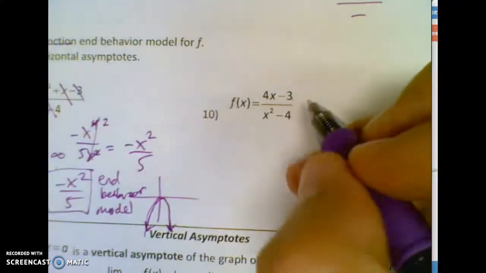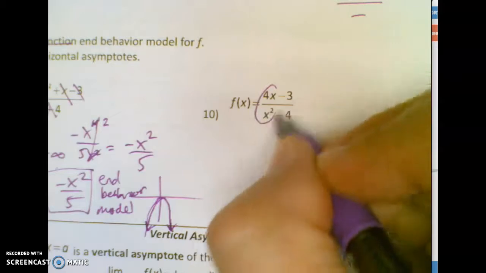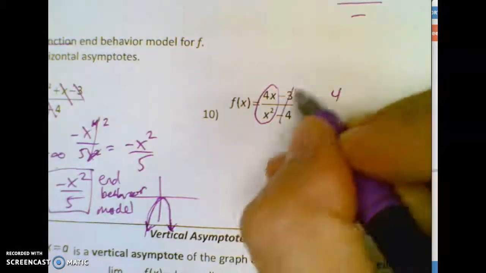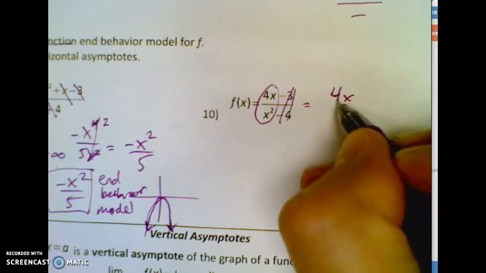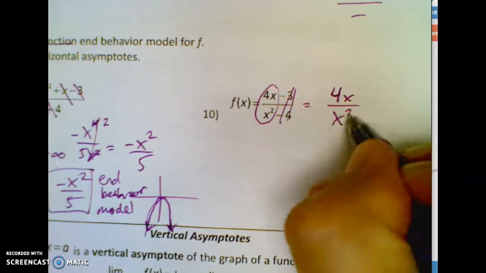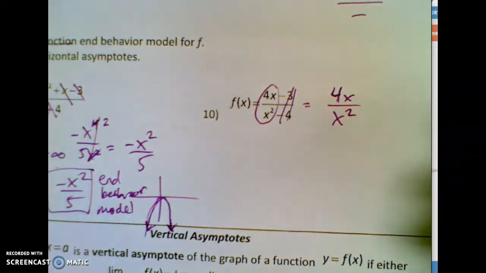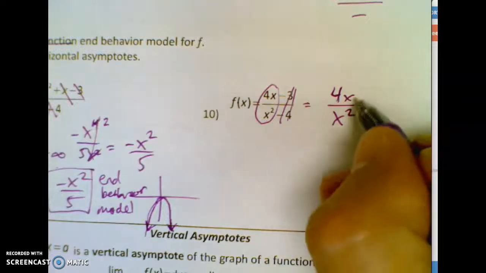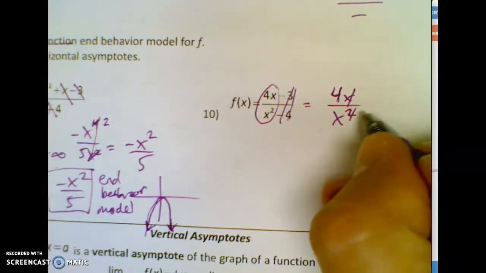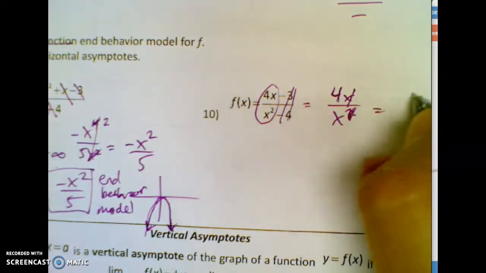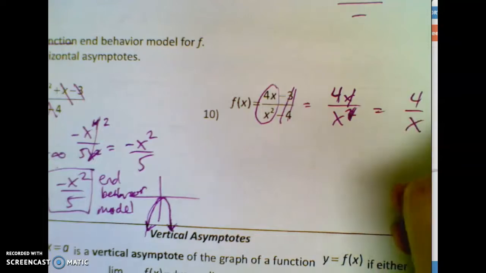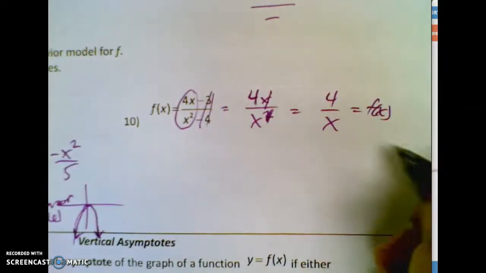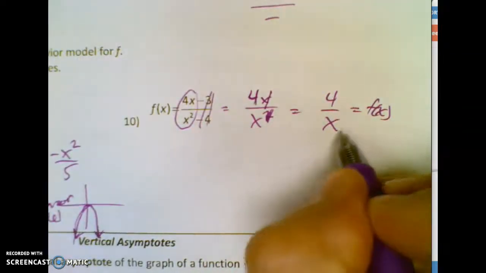Then you get here. I'm going to do the same thing again. I'm going to reduce those because these don't matter. Remember, these don't matter only because we're going towards infinity and negative infinity. They would matter until we get out really, really far. So if I cancel an x off top and bottom, my graph behaves like 4 over x. This is my behavior model. It actually is a bottom heavy graph.